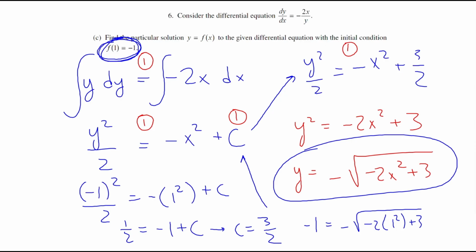And that is the last point for this differential equation FRQ, which was question number 6 from the 2005 AP Calculus AB exam.